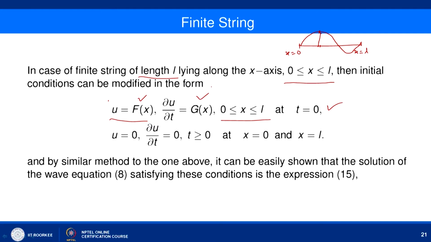Now, since we assume that both ends are fixed for this particular problem, it means that u(0,t) is equal to 0 and u(L,t) is equal to 0 here.